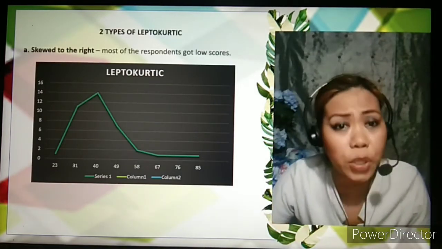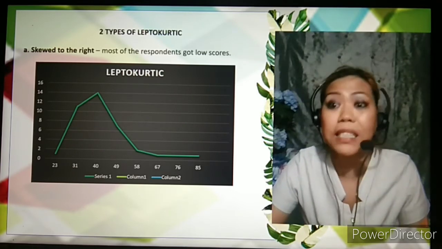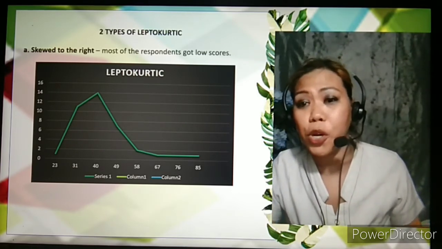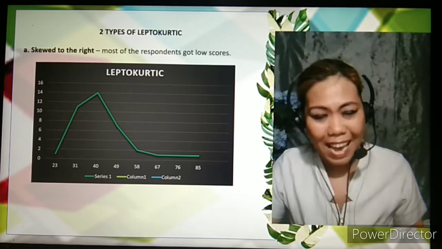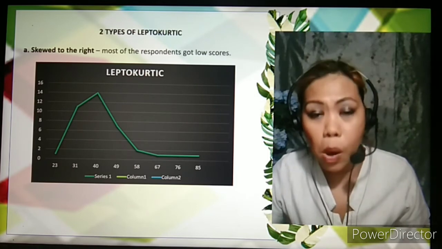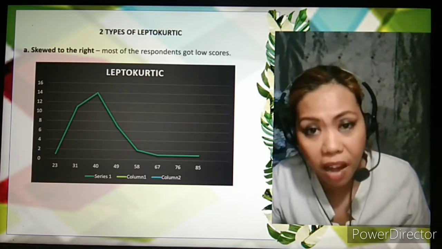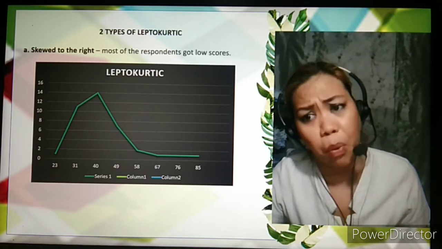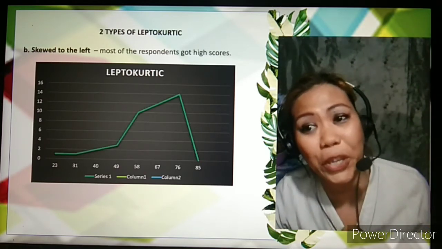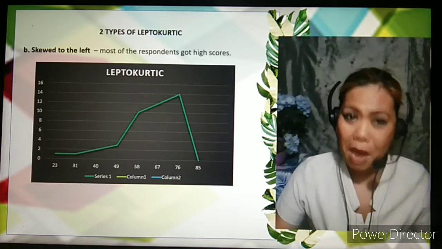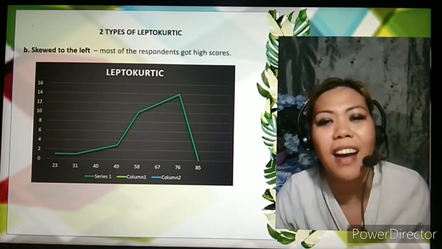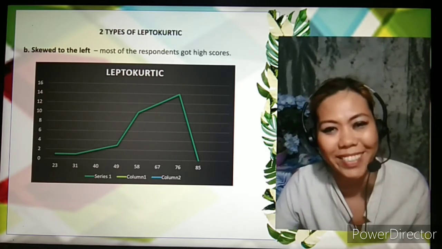Moreover, there are 2 types of leptokurtic. Number 1 is skewed to the right. So it means if it is skewed to the right, most of the respondents got low scores. Another one is skewed to the left. It means that most of the respondents got high scores.